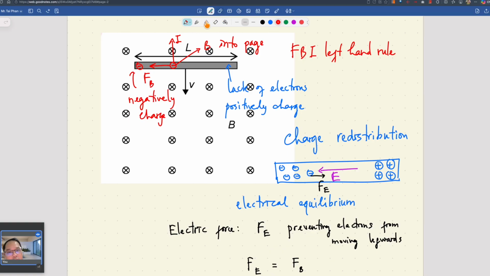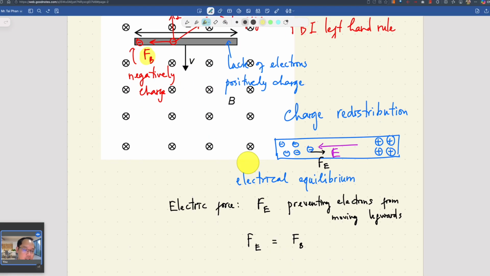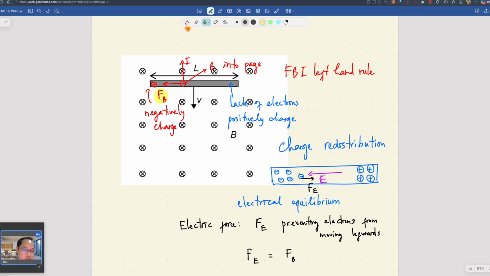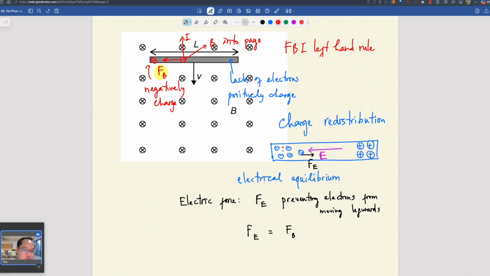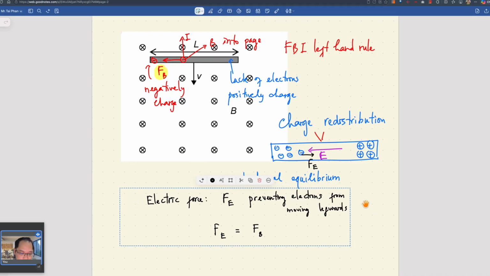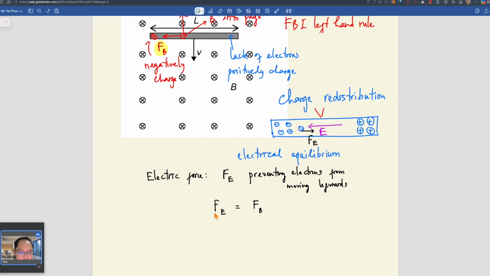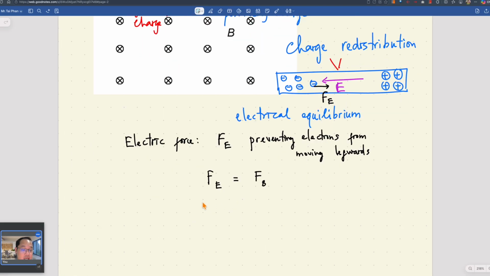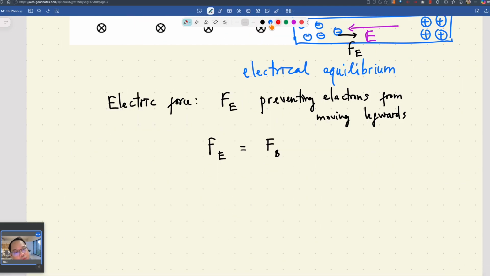Let me highlight this, pulling electrons to the left end of the rod, creating a potential difference between the two ends. The left end is negatively charged and the right end is positively charged. There is a potential difference V between the two ends. Okay, so this is electrical equilibrium. The electric force equals the magnetic force, which means the total force is zero, which is similar to mechanical equilibrium.